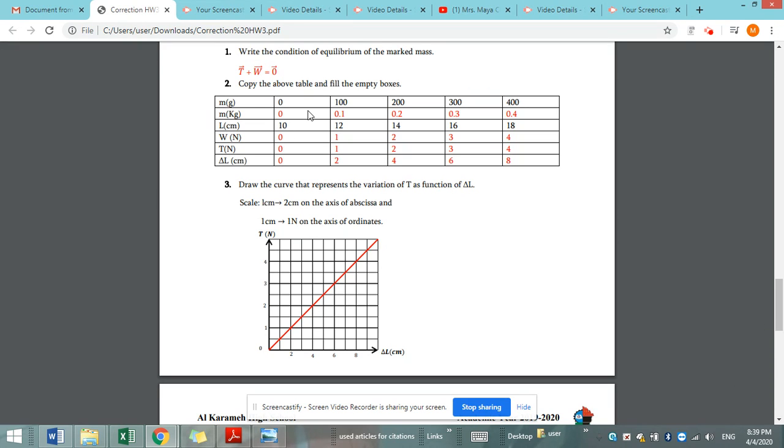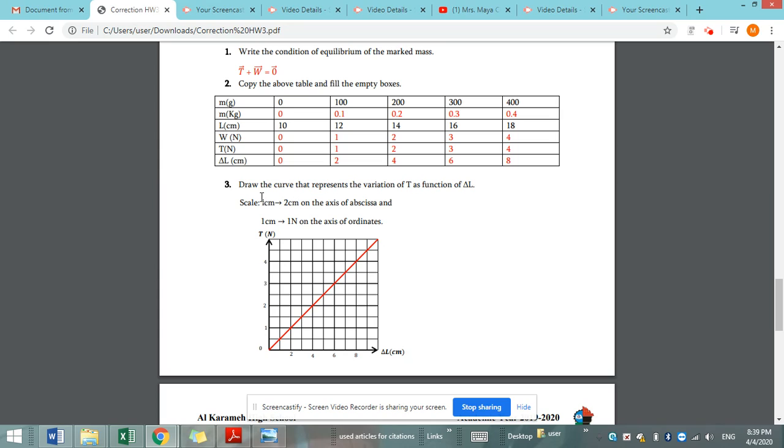take the particular points. For t equal to 0, delta L is equal to 0. For t equal to 1 Newton, delta L is 2 centimeter. As you can see, 1 Newton, 2 centimeter. For 2, 4 centimeter, 3, 6, 4, 8. That's why the convenient scale, how we have to show it when you draw the graph.